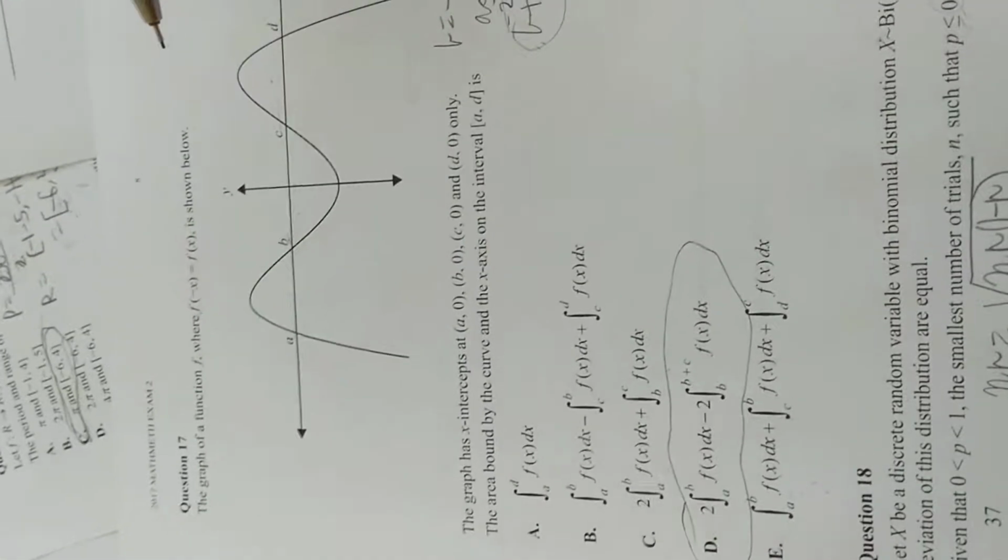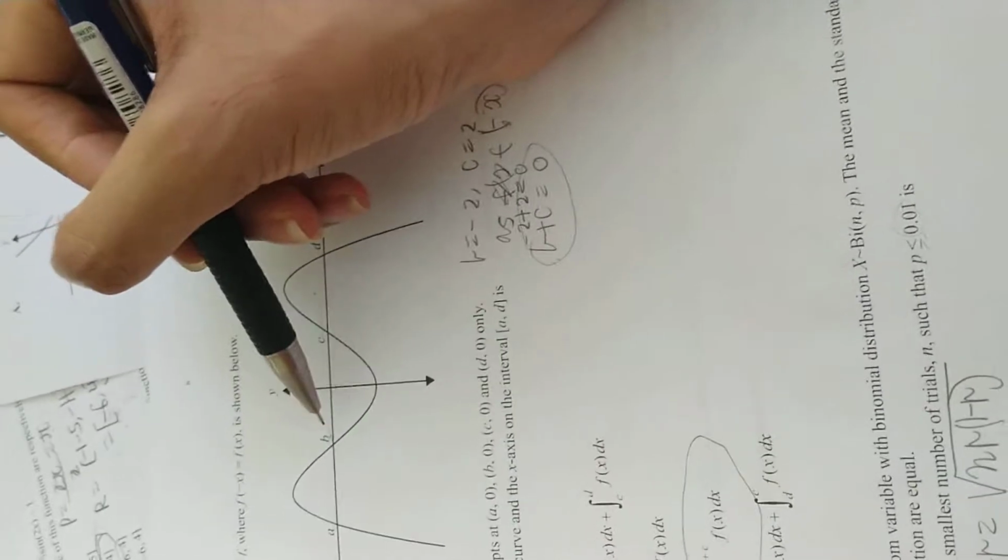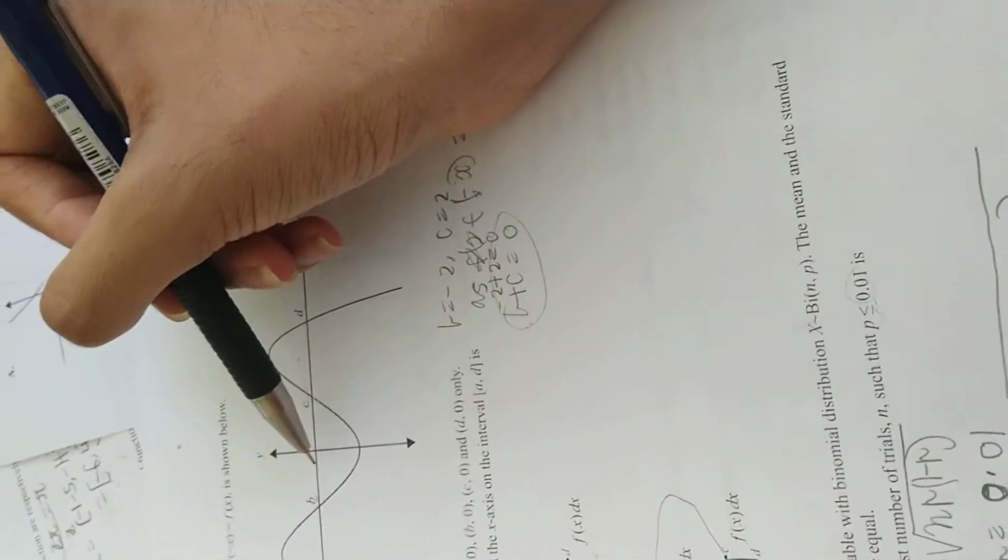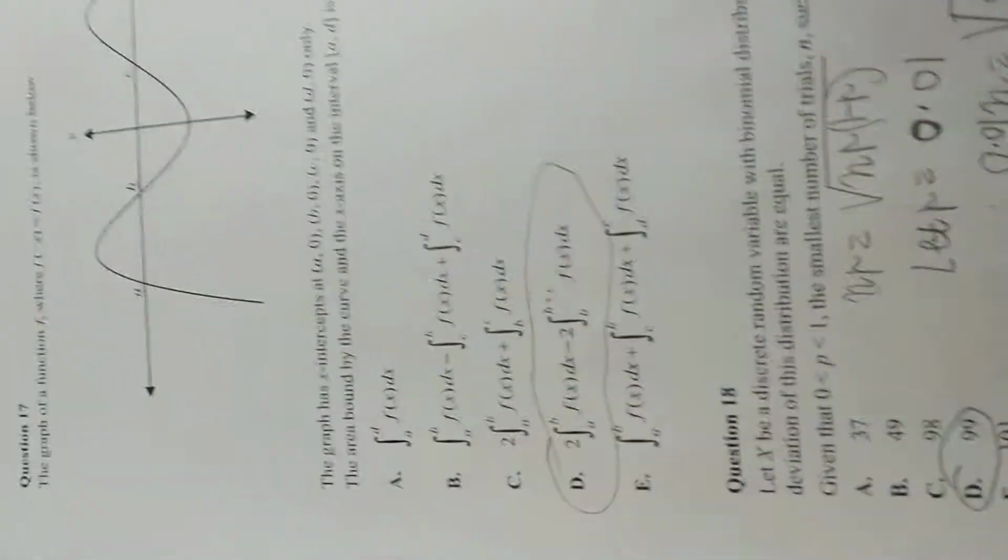Okay, question 17. The graph of the function where f of minus x is f of x is shown below. X-intercepts are a0, b0, c0, and d0 only. The area bound by the curve is... So, since f of minus x is f of x, b plus c, well, let's assign some values. B was minus 2, then c is 2, because f of minus x is f of x. So then minus 2 plus 2 is equal to 0.